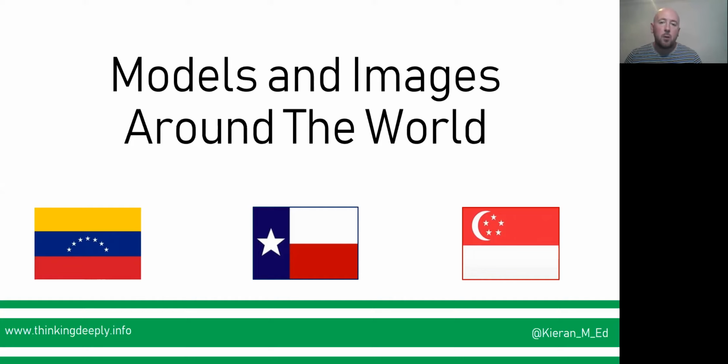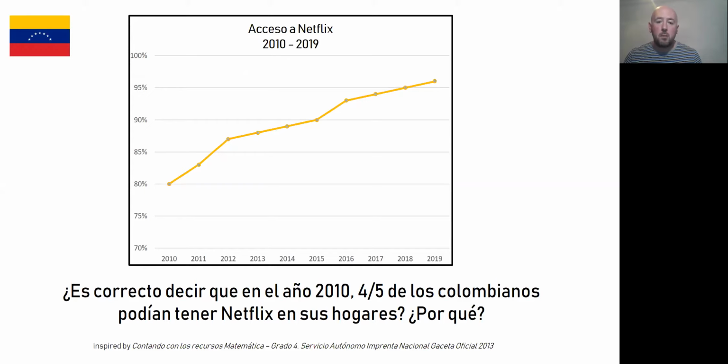So in this video, we're going to explore models and images around the world, and the idea that if you're in Venezuela or Singapore, Texas, the United Kingdom, anywhere in the world, some models and images will transfer across geographic boundaries. So the first problem we're going to explore is inspired by Contando con los Recursos Matemática, in particular the Grade 4 book, which is the textbook that is used in Venezuela.